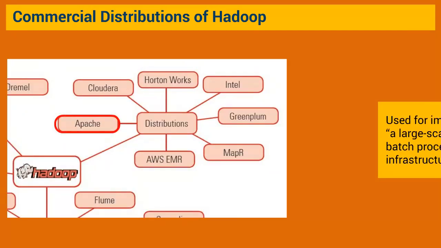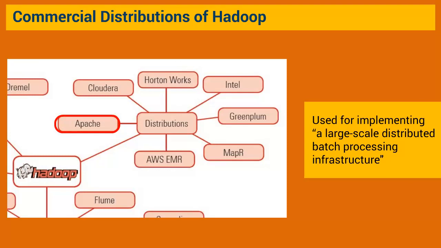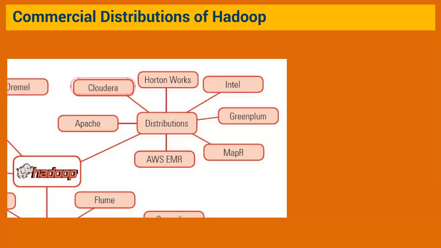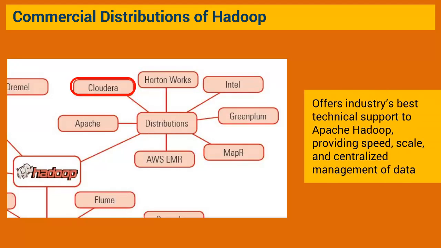Apache Hadoop is used for implementing a large-scale distributed batch processing infrastructure. It allows the developer to write and test distributed systems and also automatic distribution of data and processing work across machines. Cloudera offers industry's best technical support to Apache Hadoop, providing speed, scale, and centralized management of data.